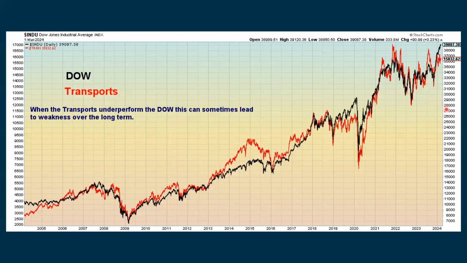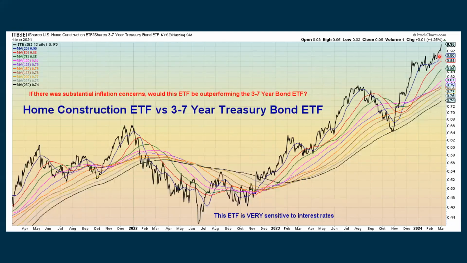They are really underperforming the Dow. In a solid environment, we want to see this red line actually outperforming the black line, which is the Dow, and it's not doing that. But this is more encouraging. Home construction, a very interest rate sensitive part of the market. With the ratio between home construction and bonds, home construction is just really outperforming and setting new highs now. So this suggests that things are looking pretty good economically.